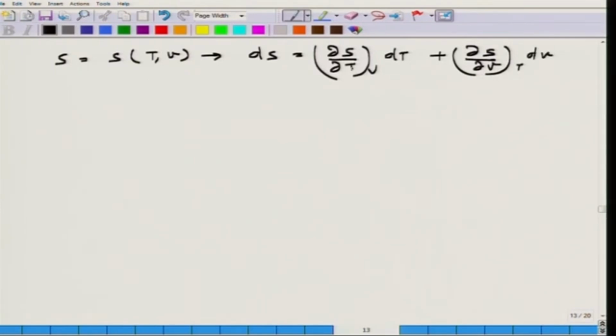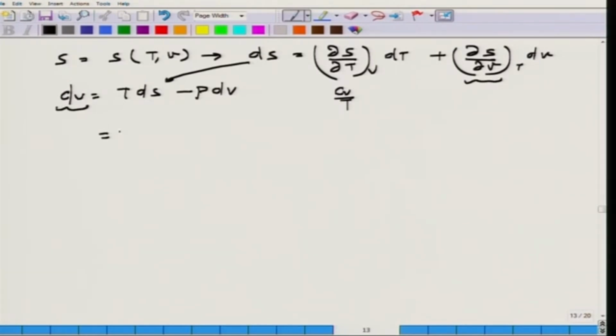Now what we are interested in is to represent this in a different way. Of course we know del S by del T at constant V, which we connect to heat capacity, that is nothing but Cv by T. But what about this? Here we are going to make use of Maxwell relations. We also know that dU is TdS minus PdV. So let me make use of dS directly here, because our interest was to calculate first the change in U.